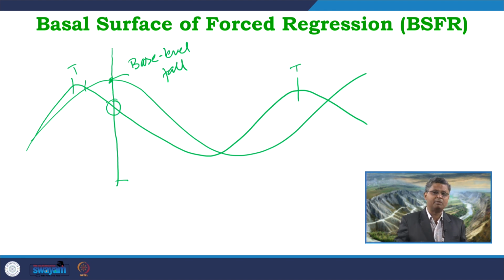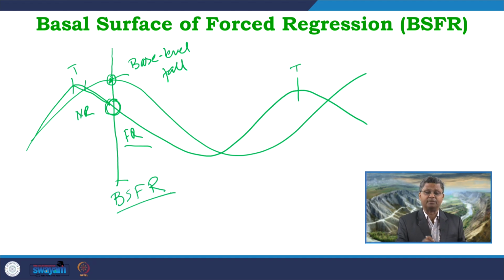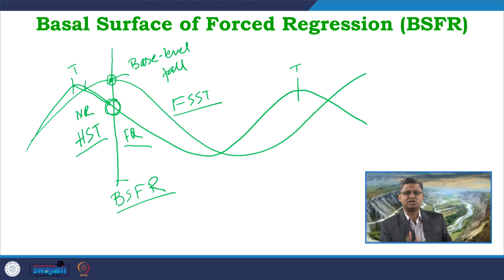It is somewhere within the regressive phase, and already we know that this particular phase is the normal regressive part, and from here we get the forced regressive part. So, this is the onset of the forced regression, the onset of base level fall. That surface is identified as BSFR. The underlying package of strata is definitely the HST, the highstand systems tract, and the overlying strata is commonly the falling stage systems tract.